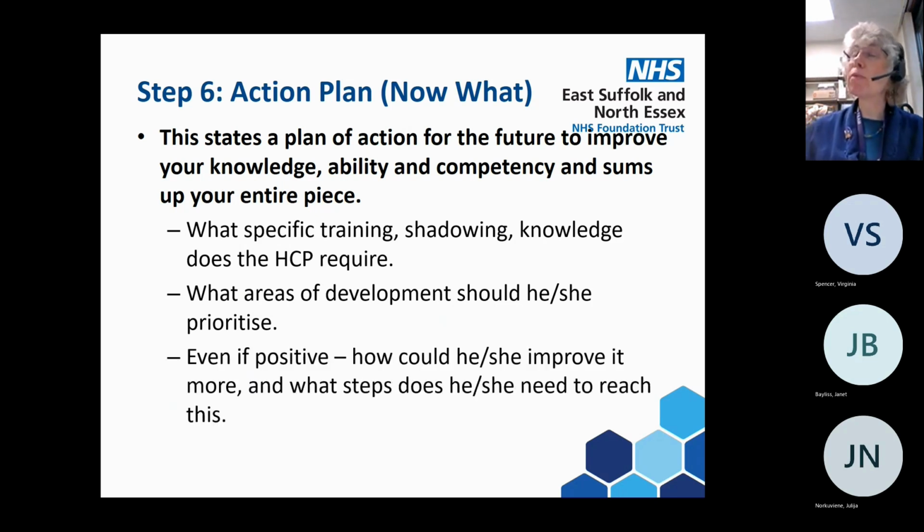And even if the experience was positive, what could they do to improve it more? And what steps do they need to take to reach that goal? And that's where your learning objectives would come in for your competencies. So anybody got any suggestions on that, either in the chat or what sort of training do you think that healthcare professional might benefit from? Bit of communication training, possibly? Anything else? Any thoughts, anyone?